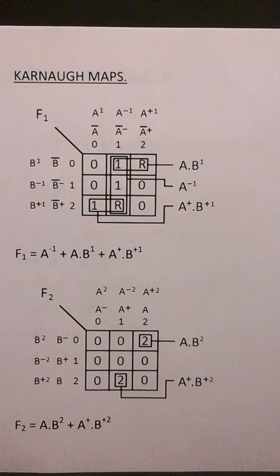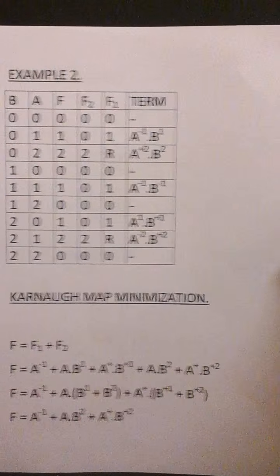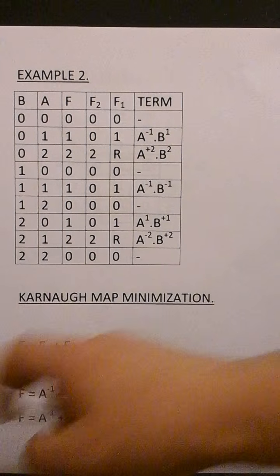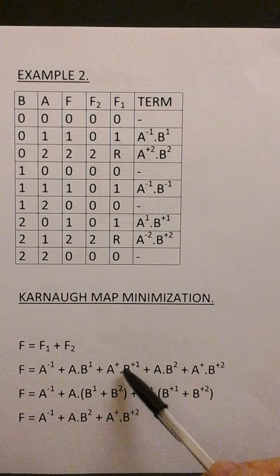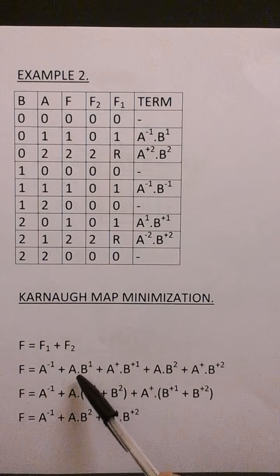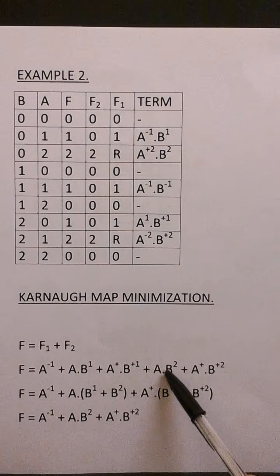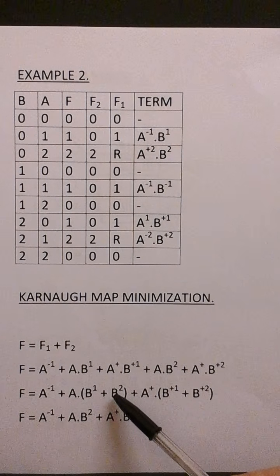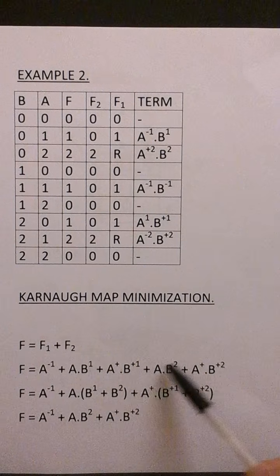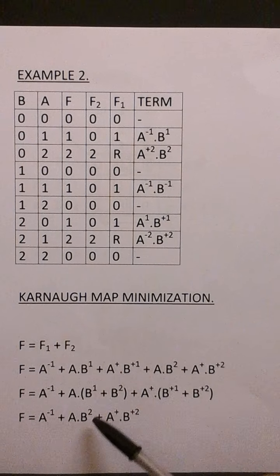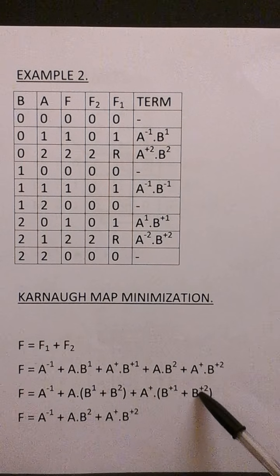Now I'll show you the Karnaugh map minimization. So F1 is this lot, F2 is this lot. So what I've done is I've factorised the B1 and the A term here to give B1 or B max B2. And I've factorised the A plus here to give B plus 1 min B plus 2. Now that equals B2 and that equals B plus 2.